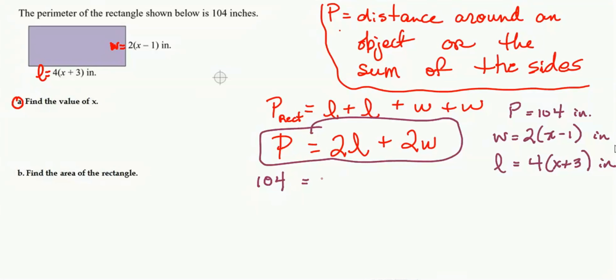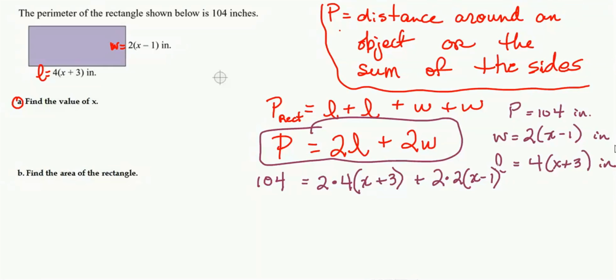104 is equal to 2 times the length. Now look at what we can do. We can write 2 times the 4 in the front, and that'll take care of the whole length, x plus 3, plus 2, and then write your width, the 2x minus 1. Now just clean this up, simplify it, and solve for x. So that's how we find x.